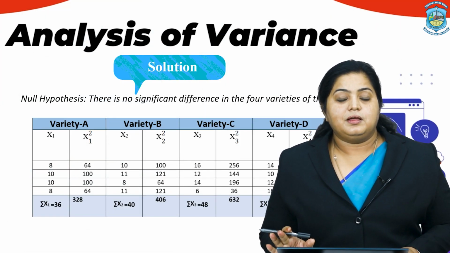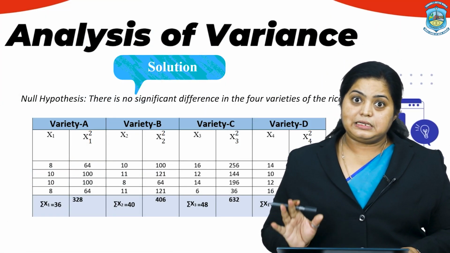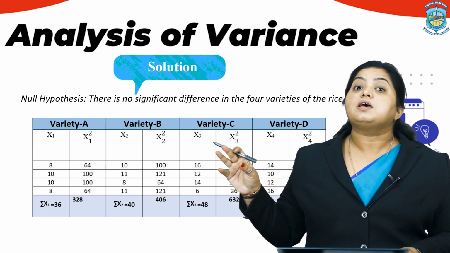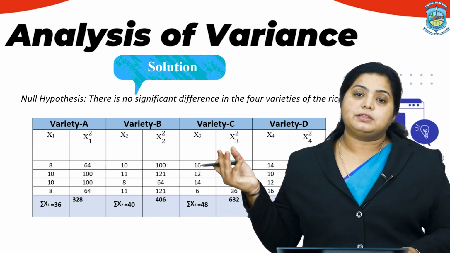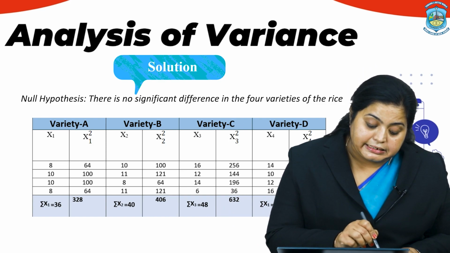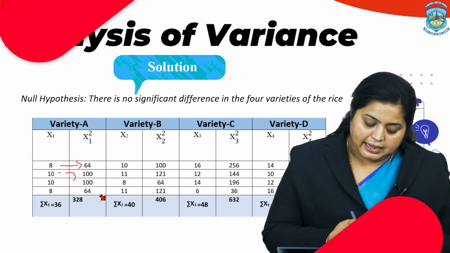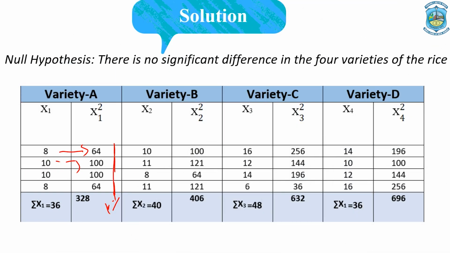Now the fourth step of the working rule is to find the sum of squares of all the sample items. For that, we have to square each and every sample item and then add them. The summation of x1 square is 328, summation of x2 square is 406, summation of x3 square is 632 and the summation of x4 square is 696.